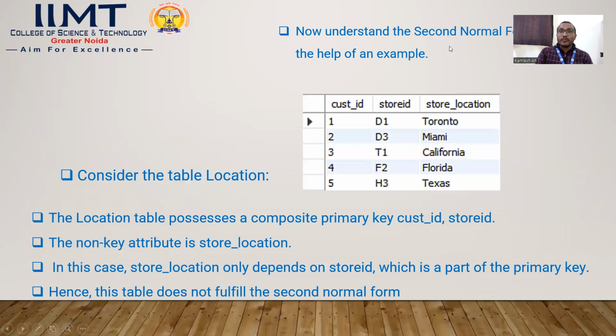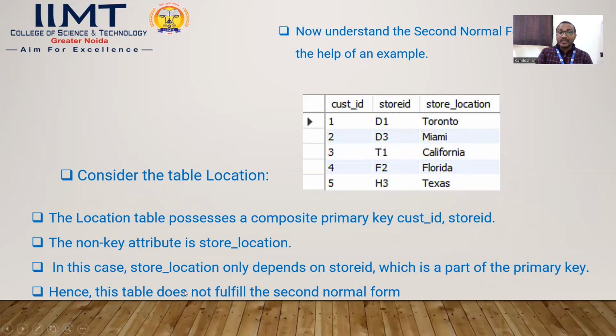Now understand the second normal form with the help of an example. Here we have customer ID, store ID, and store location. These are the table columns. Okay, the location table possesses a composite primary key, customer ID and store ID. The non-key attribute is store location. In this case, store location only depends on the store ID, not on the customer ID, which is part of the primary key. These together are the combined primary key.